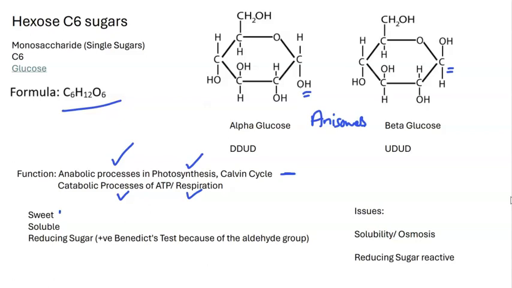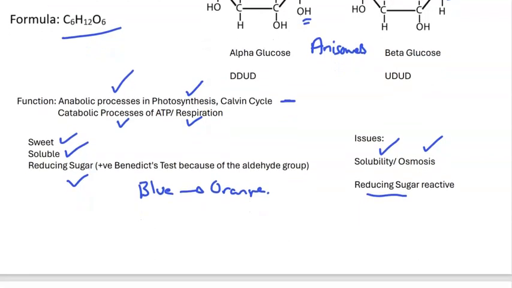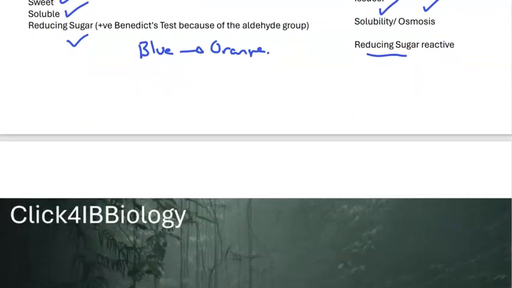This is a relatively sweet sugar. It's very soluble in water, and gives you a positive Benedict's test, in which the color change is from blue to orange. Being soluble, glucose creates osmotic issues, and it's also known as a reducing sugar, and perhaps we could use the phrase biologically reactive. It tends to get involved in chemical reactions. More later.